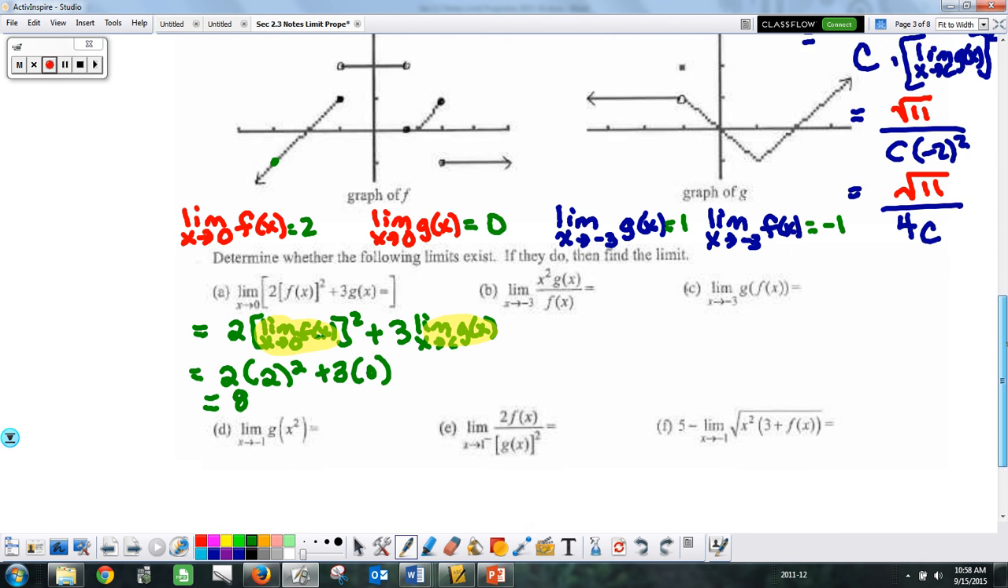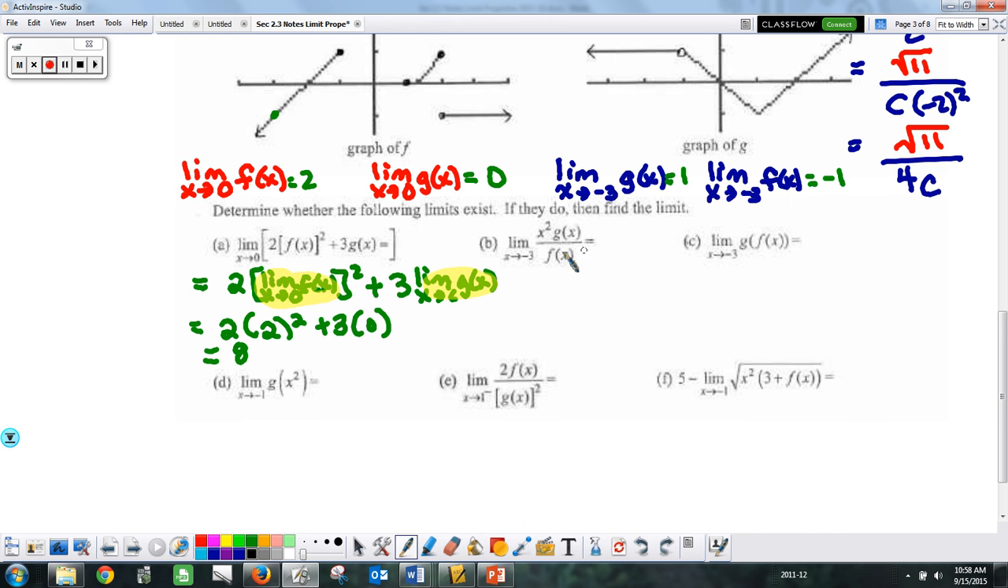So now I'm ready. I've got that from the graph. I'm ready to do my problem. All right, we start our work. The limit of a quotient is the quotient of the limits, and we can do that provided the bottom doesn't have a limit of 0, which we already figured out it's -1. All right, so we're good with that part. Now the top is the limit of a product, which is the product of the limits: the limit as x goes to -3 of x squared times the limit as x goes to -3 of g of x. Now we already figured out this part and this part using the graph. So the only thing left to do in this problem is the limit as x approaches negative 3 of x squared.